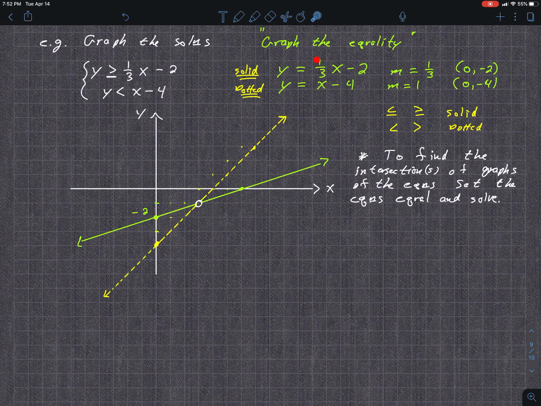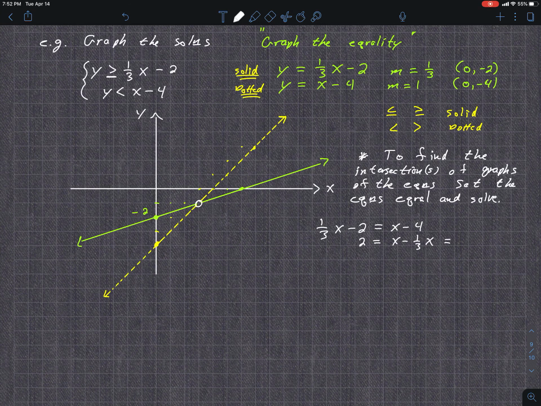Okay. So we're taking these two equations up here and setting them equal. So you're saying 1/3 x minus 2 is equal to x minus 4. And that'll tell you the x value of intersection. So get everything on one side, add 4 on both sides, and you get 2.